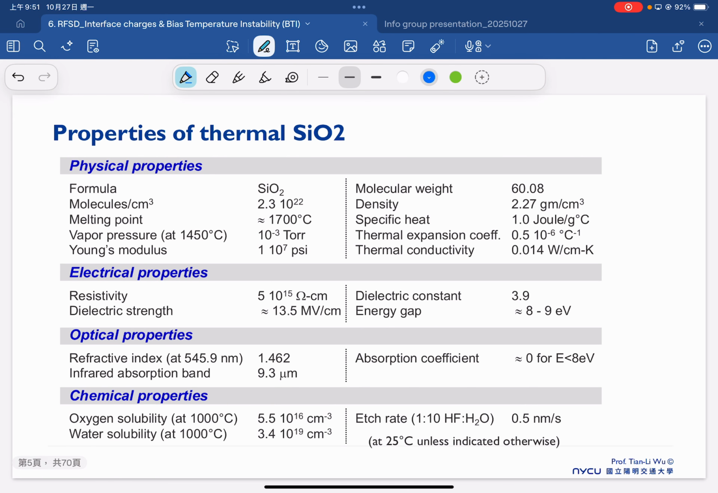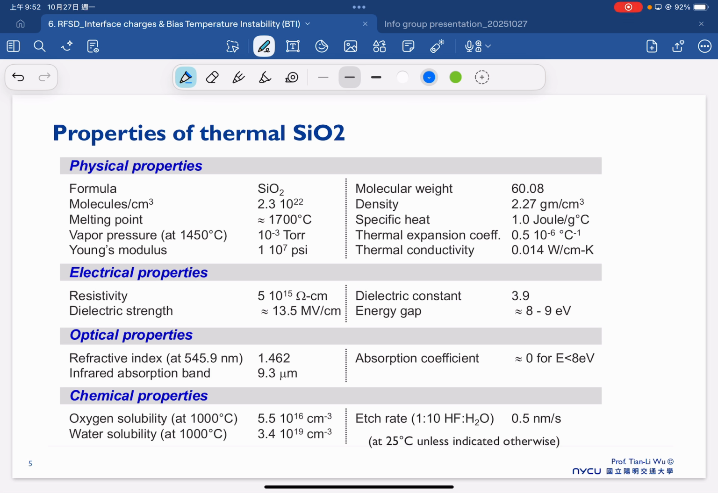So here are some more numbers for our thermal-grown SiO2. As you know, when we try to make silicon dioxide, we can use different processes. One of the well-known processes is thermal oxidation. And of course, we have CVD deposition and ALD-based SiO2. But the best one is always the thermal-grown silicon dioxide.